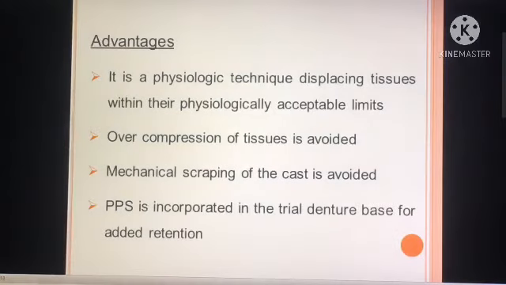The advantages of fluid wax are that it is a physiologic technique. It displaces the tissues within their physiologically acceptable limits, and also there is no chance of over compression of the tissues. Even mechanical scraping of the cast is avoided, and the posterior palatal seal is incorporated in the trial denture base for added retention in the further steps. You can remember these advantages as they compensate for the disadvantages of the previous technique. Whatever disadvantages were there in the conventional technique, they have been compensated in the fluid wax.